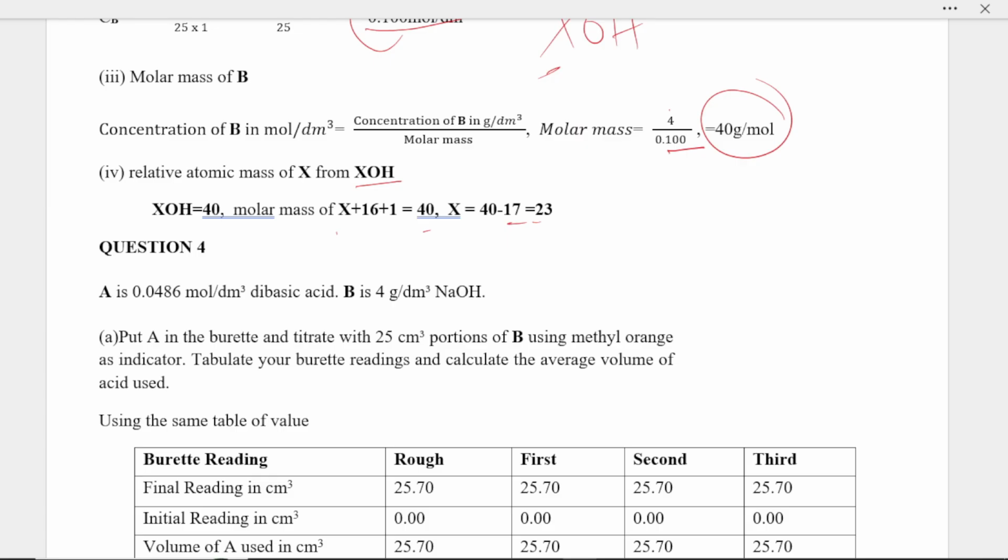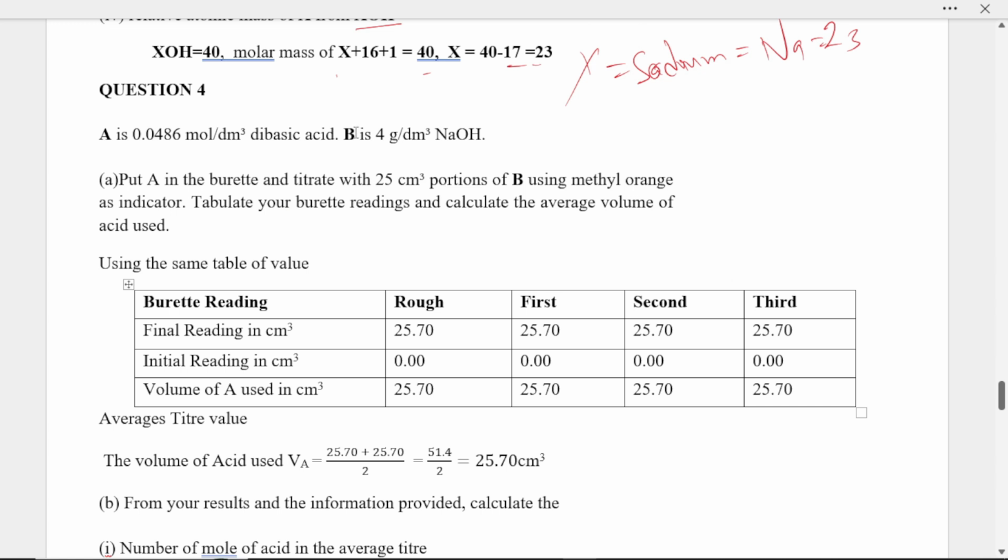You can be asked to suggest what X will look like. Your X will be what? Sodium. How do you know that is sodium? So sodium weight is what? Is 23. You understand? So last question, which is question number 4. Pay attention to this last question. This last question is always a twist.